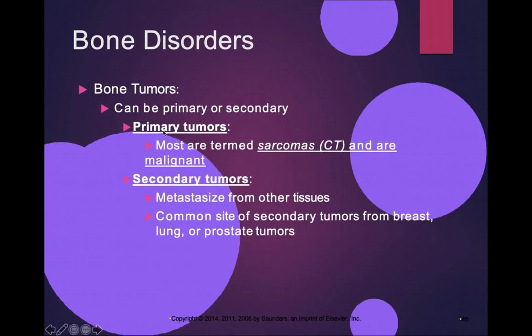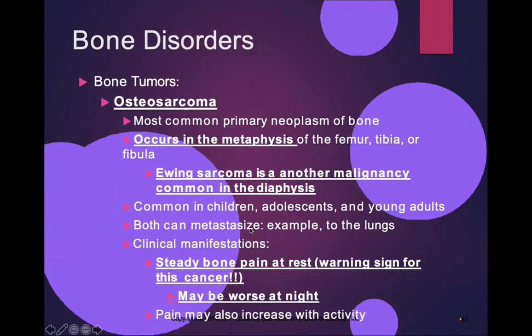Let's see. So in terms of bone tumors, there could be primary or secondary tumors. The primary tumor, most are termed sarcoma. Remember, the term sarcoma means it involves connective tissue, and they are malignant. A secondary tumor, this is when it metastasizes from other tissues. Okay, a common site of a secondary tumor can be from the breast or the lung or from prostate tumors.